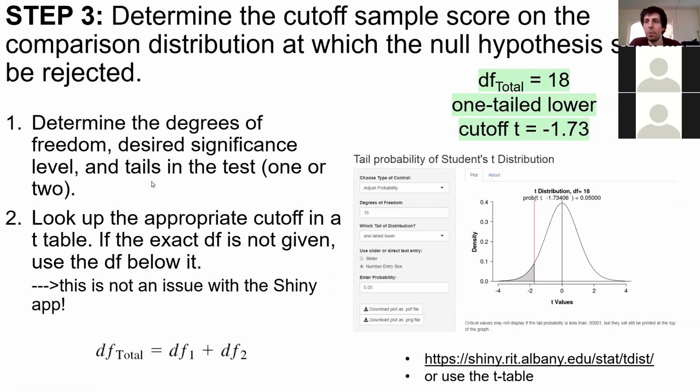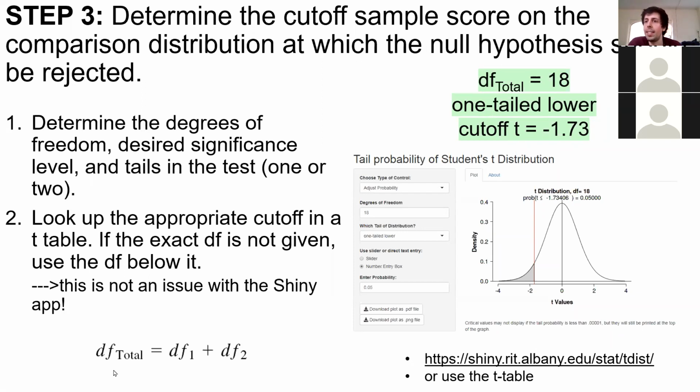So just like before, we need to know 3 facts about the t-distribution, because our comparison distribution is a t-distribution, because this is a t-test. So we need to know the degrees of freedom, the significance level or alpha value, and what kind of tail test we're doing. So far, so good.